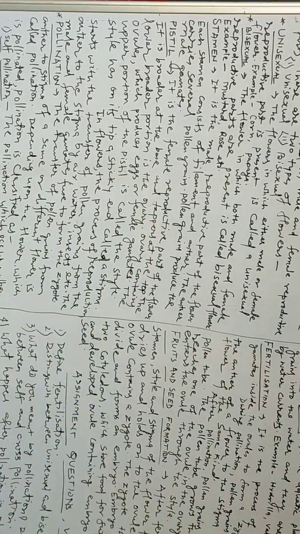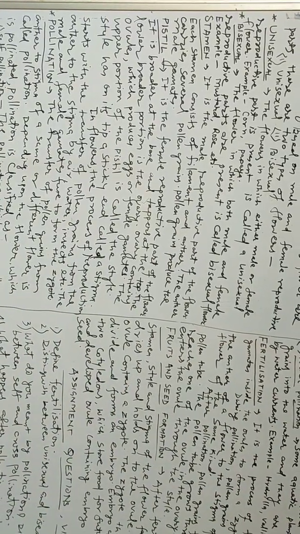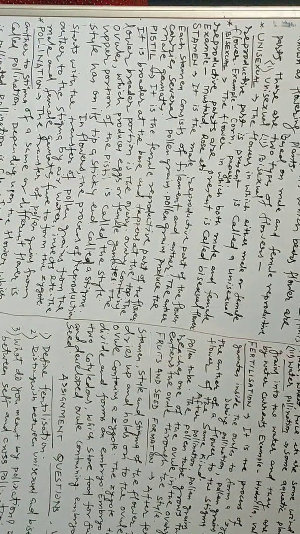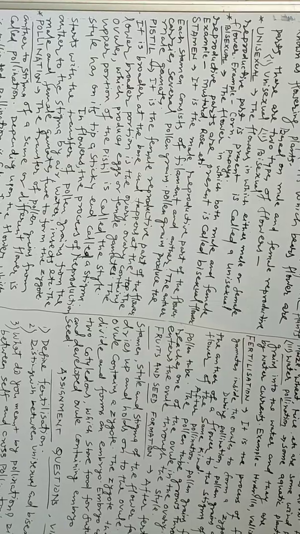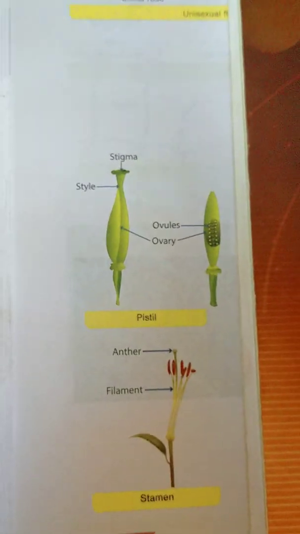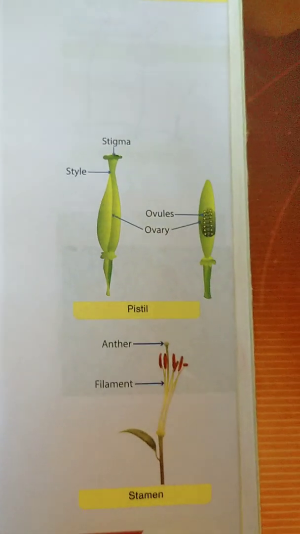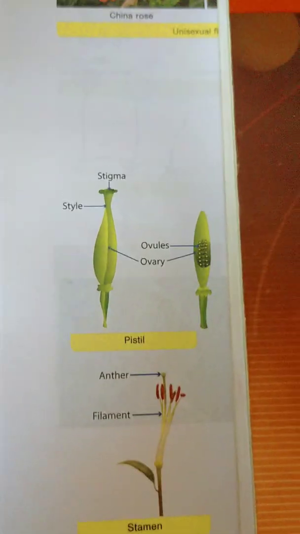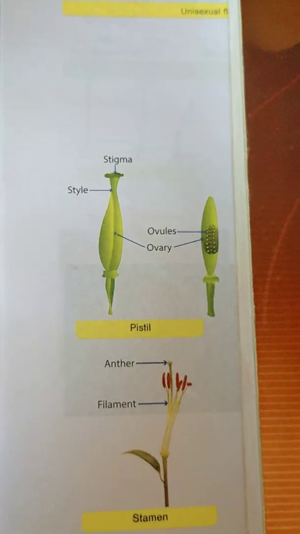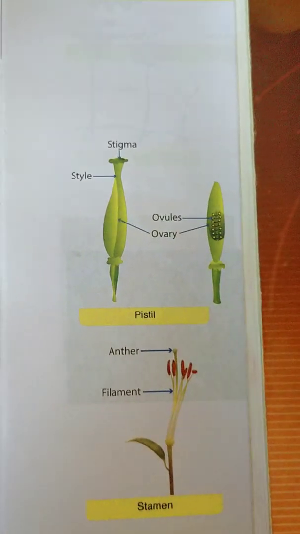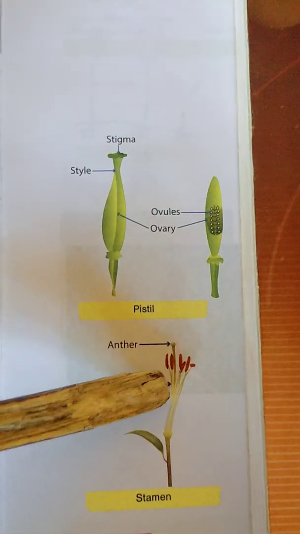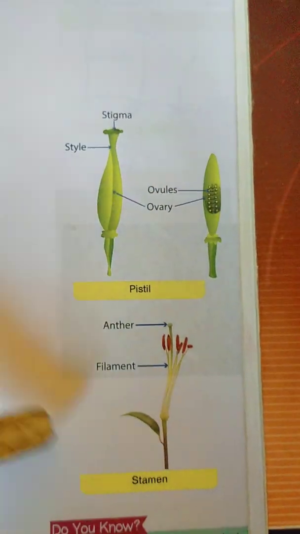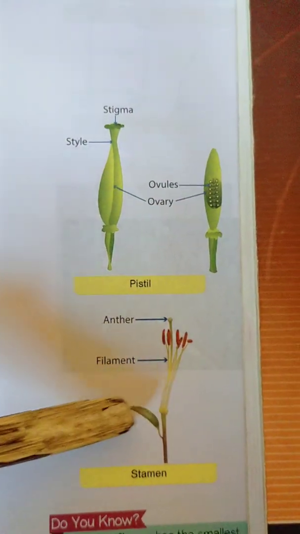Let us see the structure of the male reproductive part, stamen, and the female reproductive part, pistil. See the structure of pistil, in which you will see a stigma, a style, ovules, ovary, and similarly in case of a stamen, you will see here the upper portion, that is anther, which contains pollen grain and which is attached to the filament.